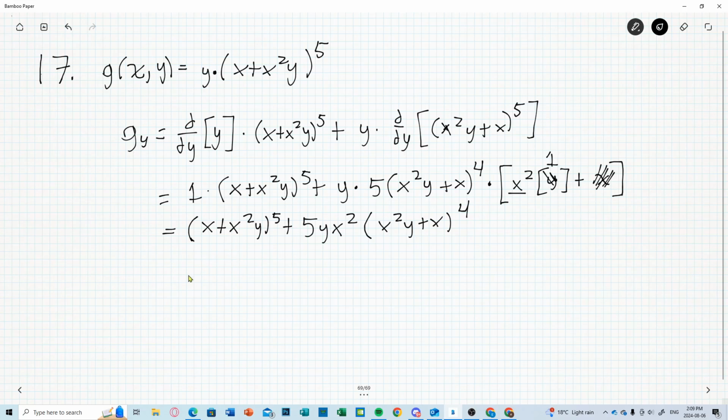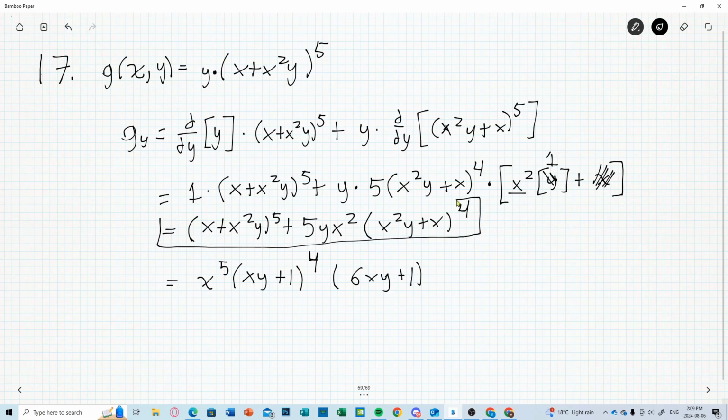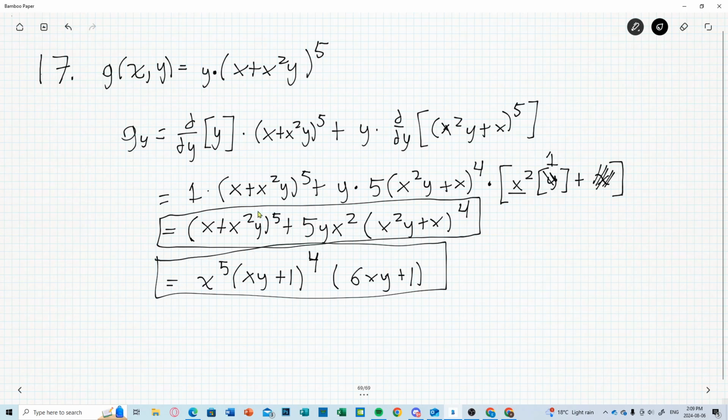And you're all done, or you could simplify and rewrite it as x to the 5 multiplied by xy plus 1 to the 4 multiplied by 6xy plus 1. But depending on what your teacher wants, you could either leave it as this answer, or if they really want the simplified one, you could put it as that.